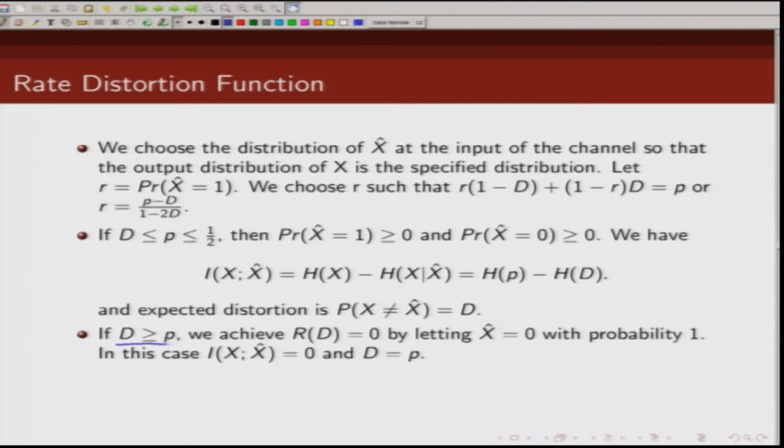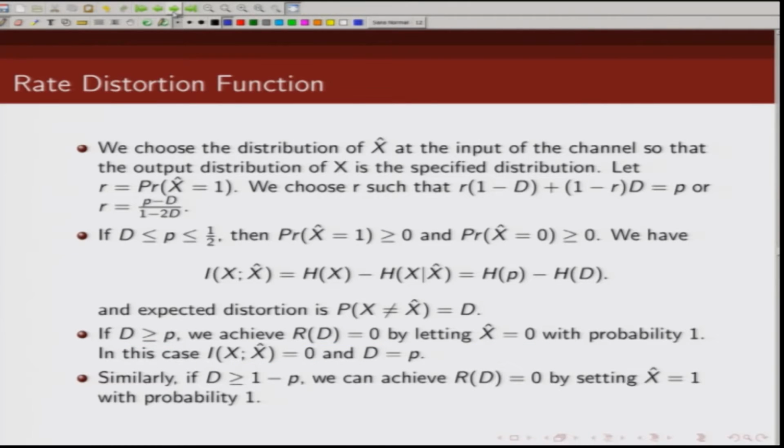Now, for the case when d is greater than or equal to p, R of d is 0, and we let x hat be equal to 0 with probability 1. In this case the mutual information between x and x hat comes out to be 0 and distortion is basically p. Similarly, for d greater than or equal to 1 minus p, we can achieve R of d equal to 0 by setting x hat equal to 1 with probability 1. In this case also, the mutual information between x and x hat will come out to be 0.